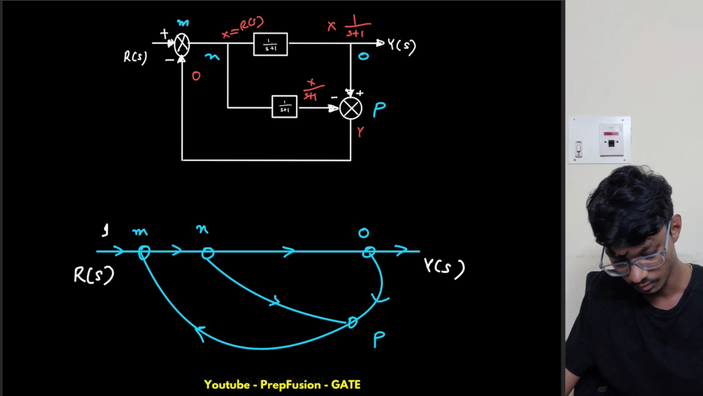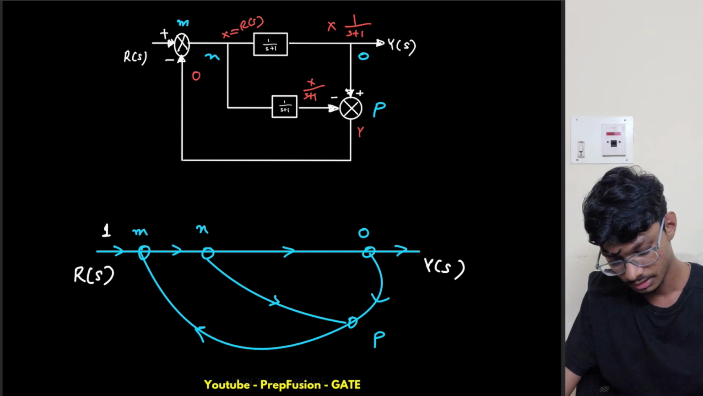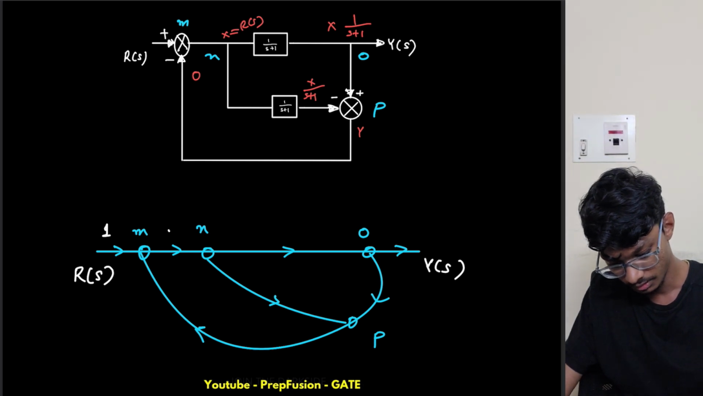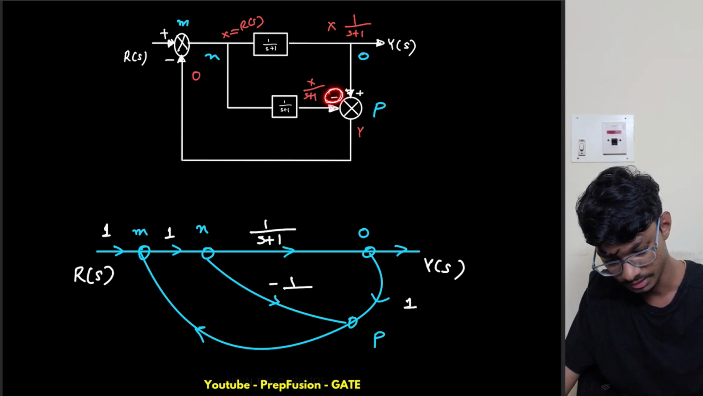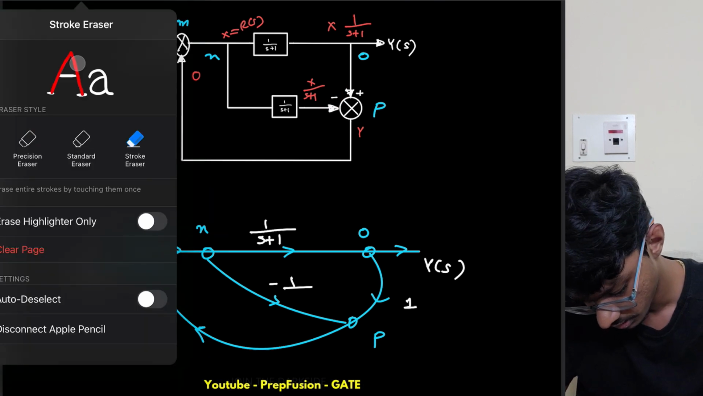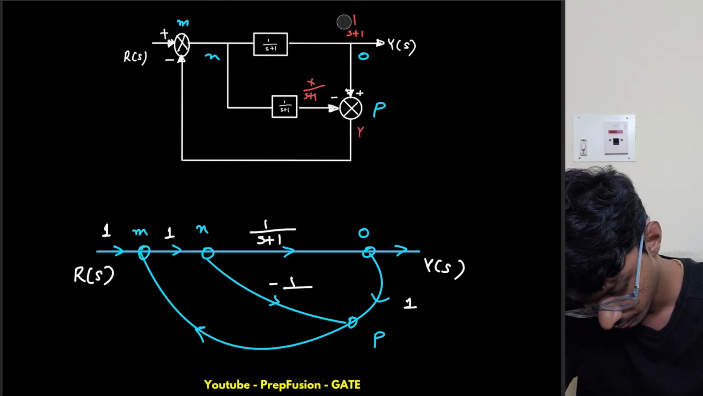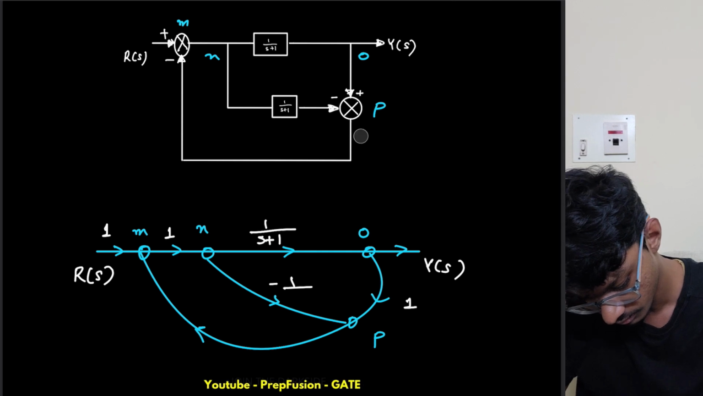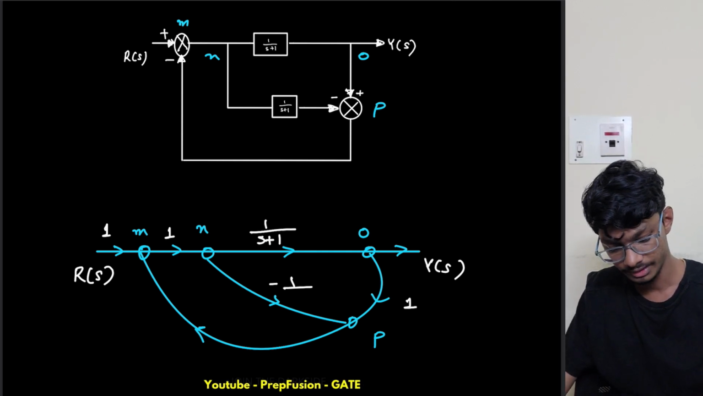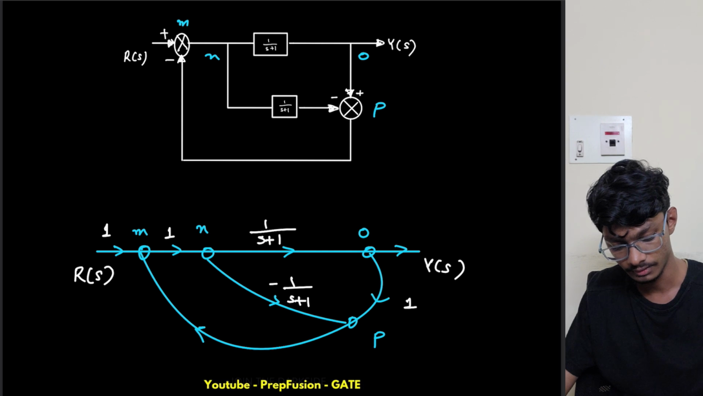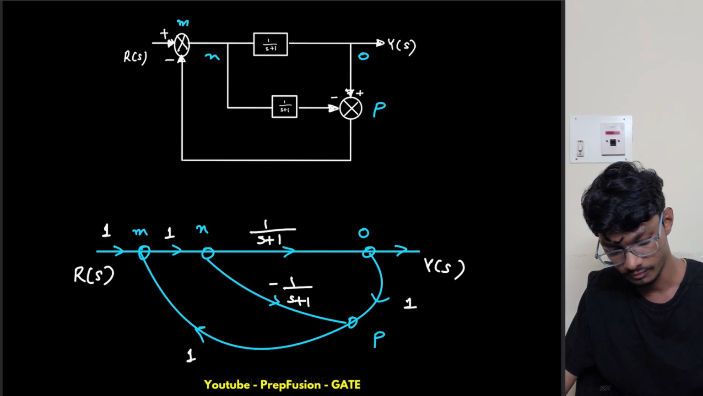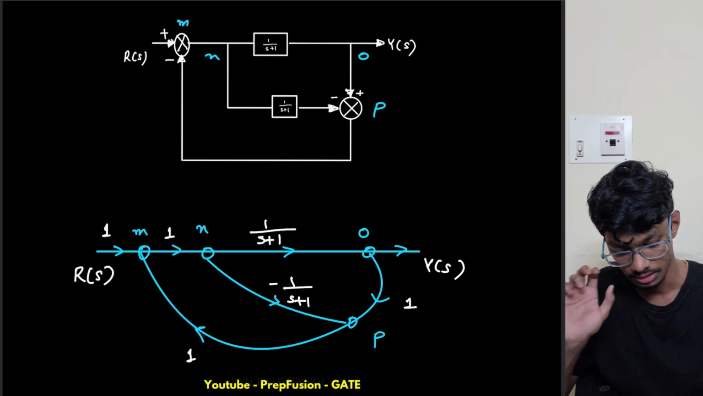What is the gain from here? It is 1 only, a simple line. And what is the gain from M to N? It is again 1 only. But here the gain is 1 by s plus 1. Here also the gain is 1. Here the gain is minus 1 by s plus 1, because we have a minus sign here. That's why minus 1 by s plus 1. And we have 1 over here. That is basically the SFG, right?